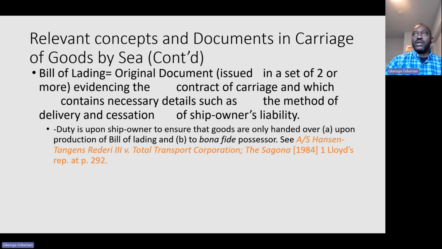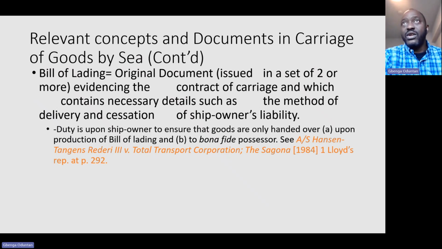Now we can talk of the bill of lading. We're not going to talk too much about that because I understand there's been a full class on the bill of lading. So the bill of lading is an original document issued in triplicates usually. Some will say up to 6 different copies of the bill of lading may be issued. Each copy of the bill of lading is an original document.